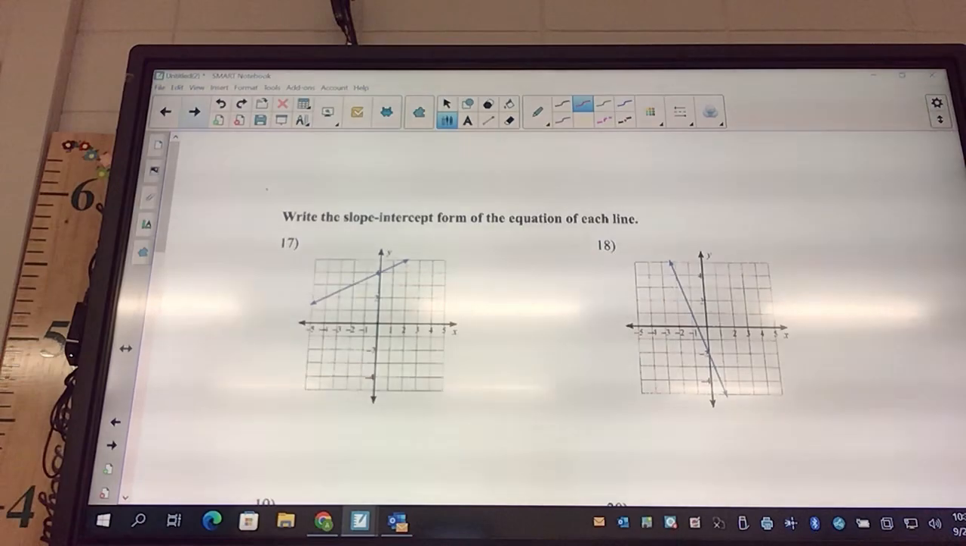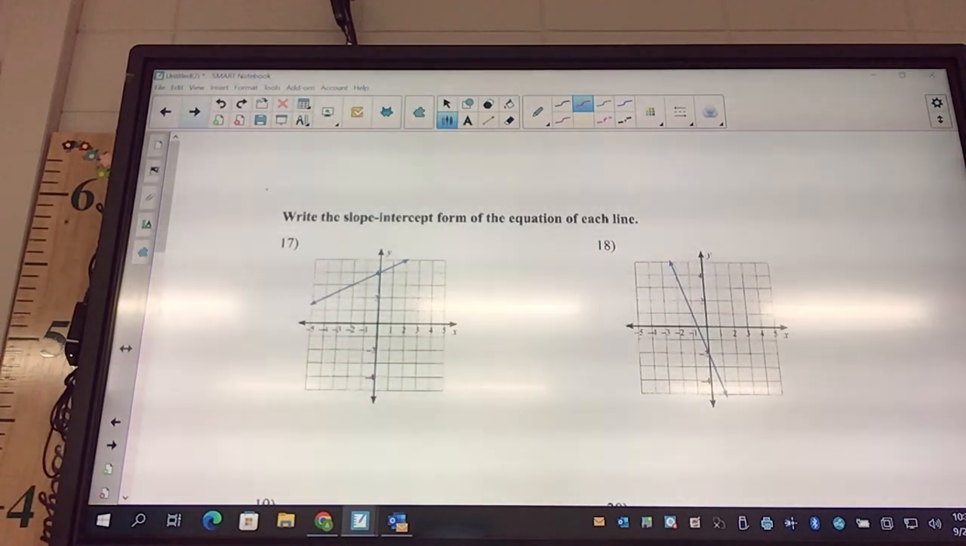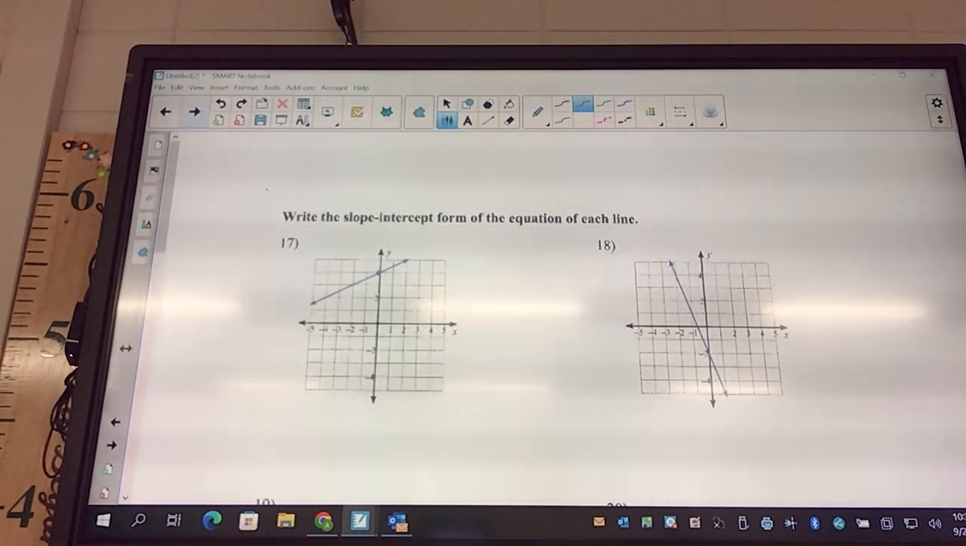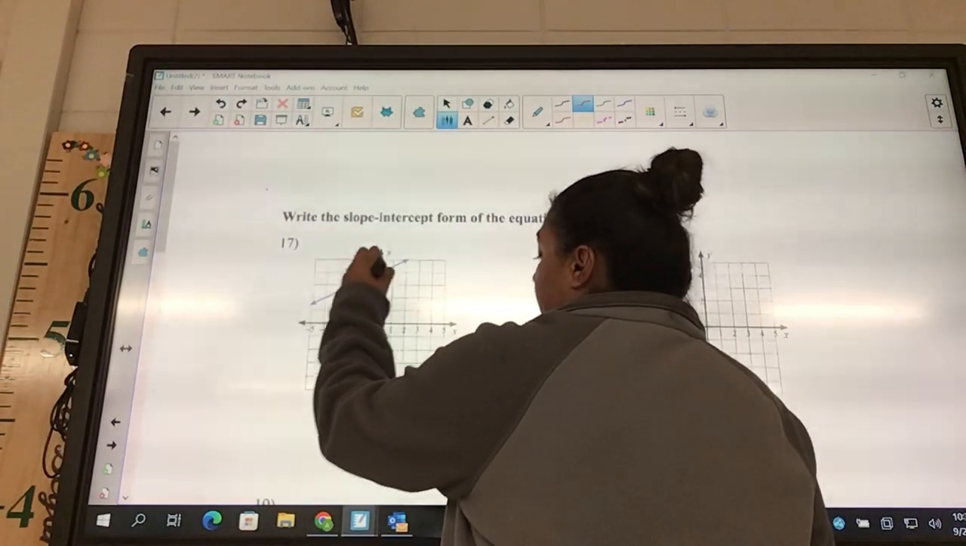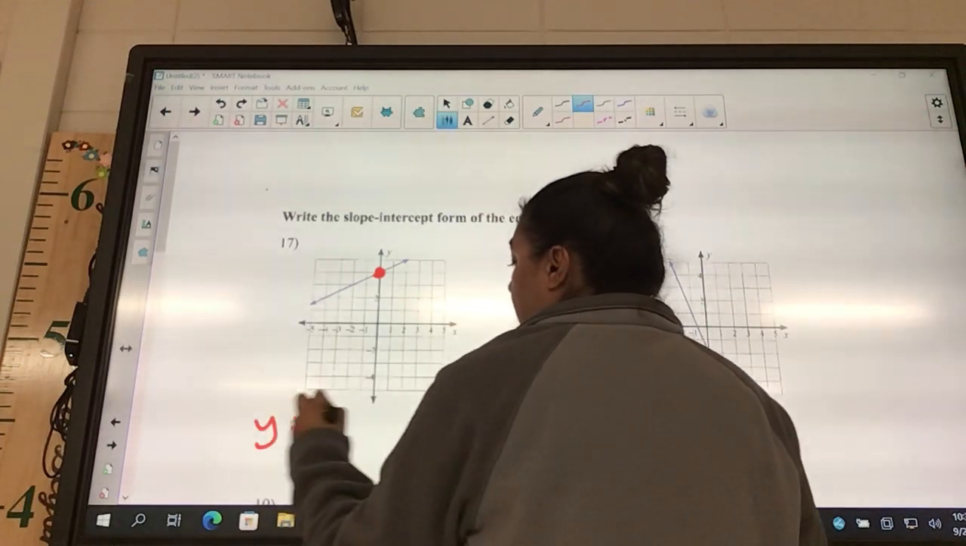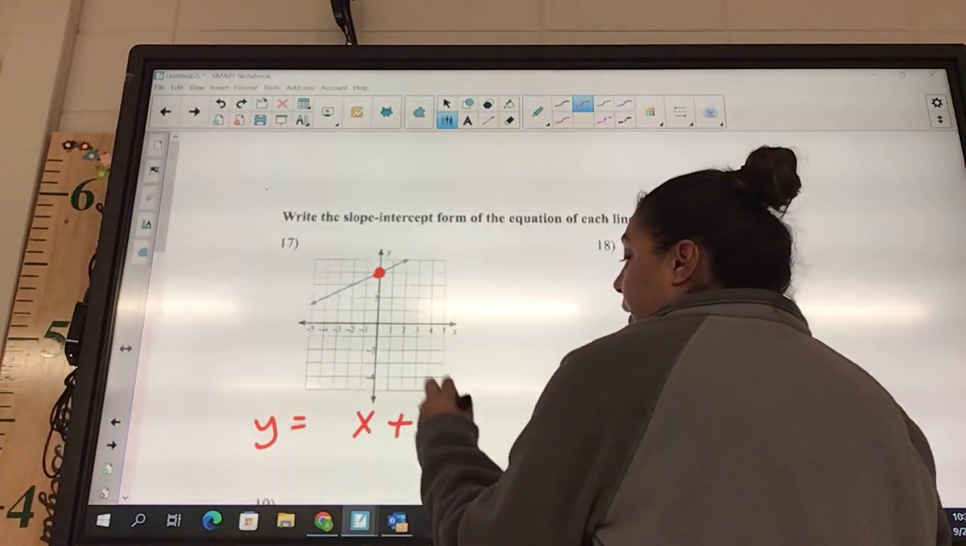Okay, write the slope intercept form. What is slope intercept form? y equals mx plus b. How do we do this? On the y line, we find the y coordinate first, and what is it? 4. Okay, so this is the one where we got this little formula. So now we can say plus 4.